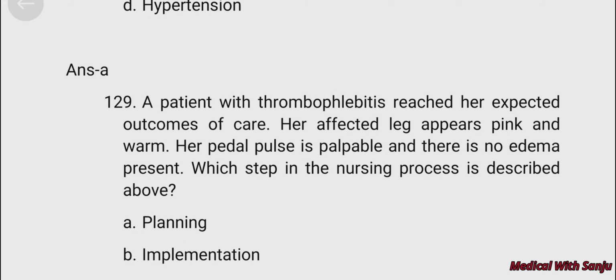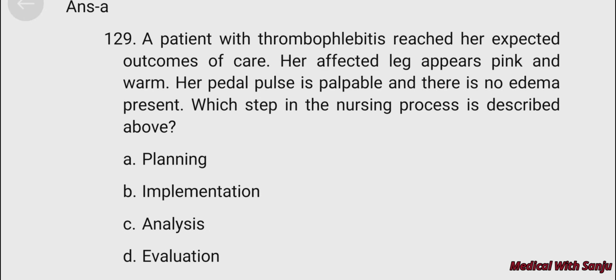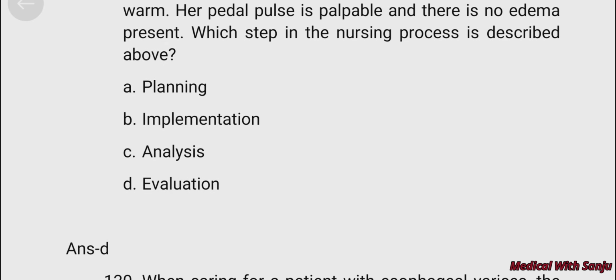Question 129. A patient with thrombophlebitis has expected outcomes of care. Her affected leg appears pink and warm. Her pedal pulse is palpable and there is no edema present. Which step in the nursing process is described above? Option A, planning; option B, implementation; option C, analysis; and option D, evaluation. Evaluation, option D, is the right answer.